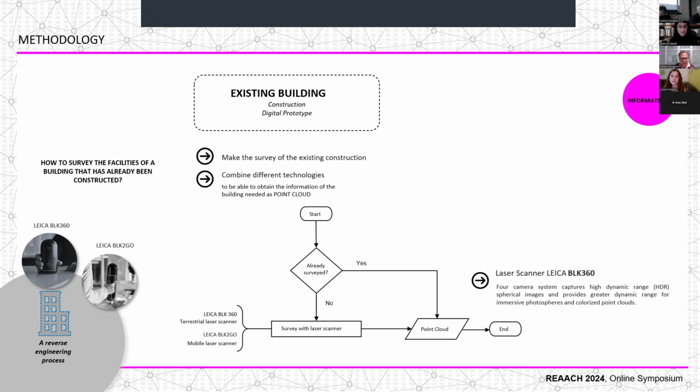As we have seen, the first step is to obtain the information using various surveying techniques available on the market, such as BLK360 and BLK2GO, for example, as laser scanners.